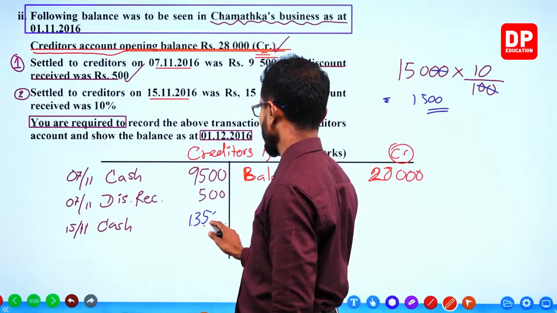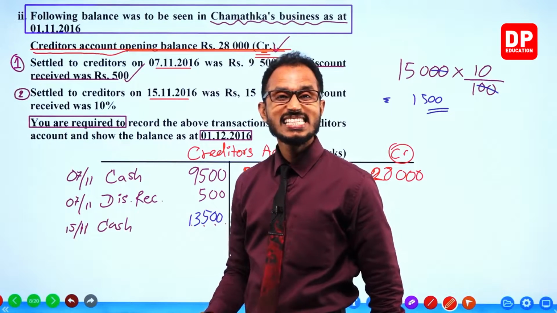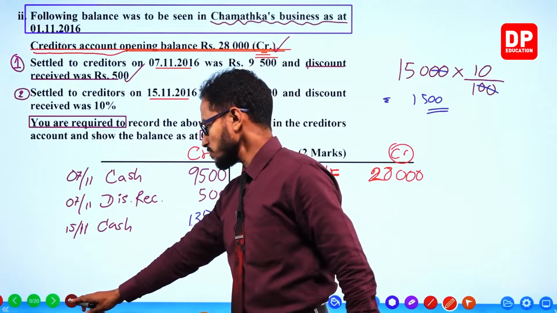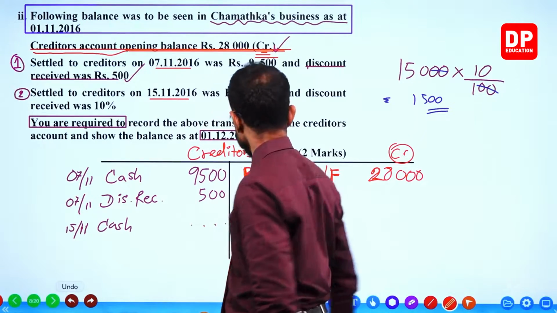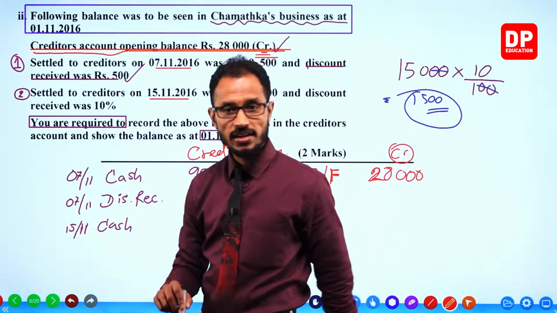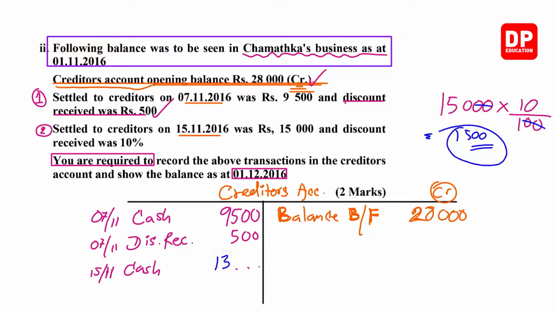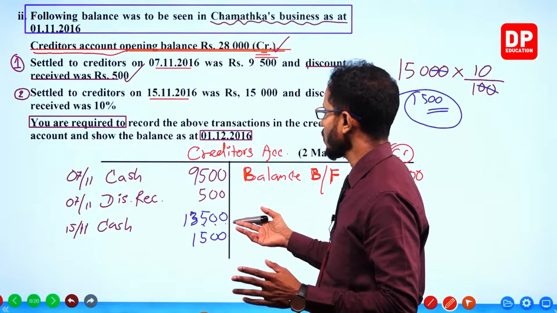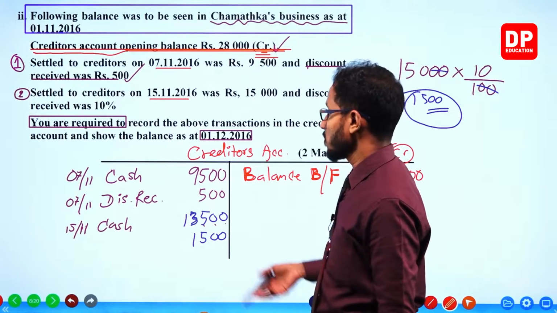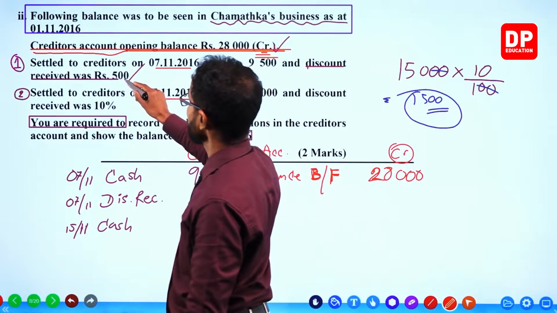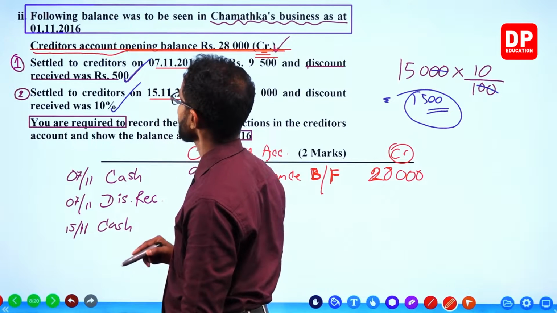13,500 is the discounted value. After the discount, 1,500 is subtracted, 13,500. And how much is the discount value? 1,500. There you go. Yeah, that's it. We recorded both the transactions. First one done, second one also done.